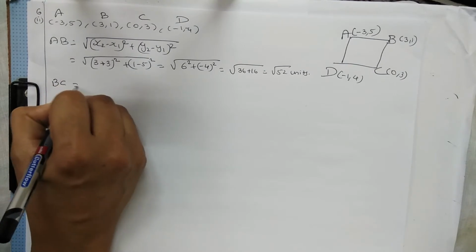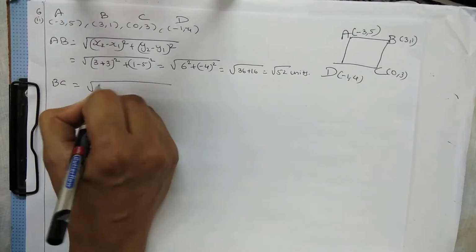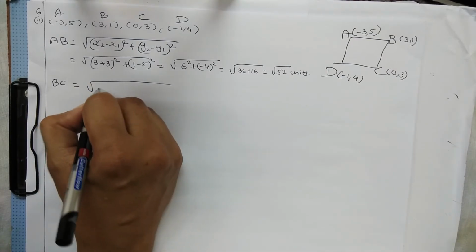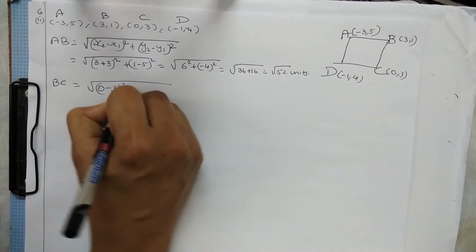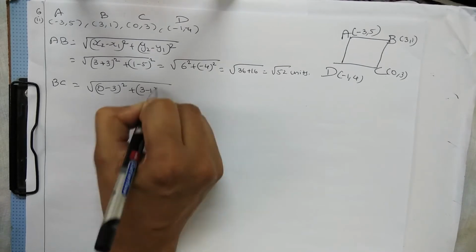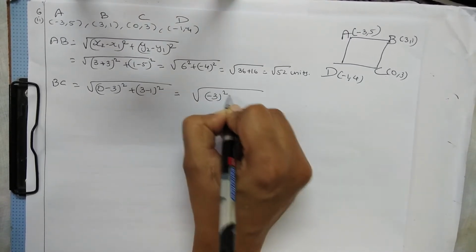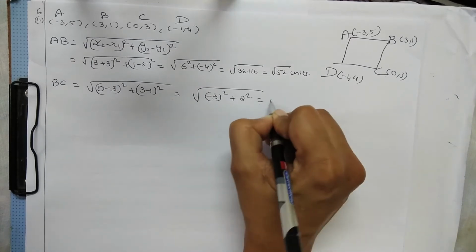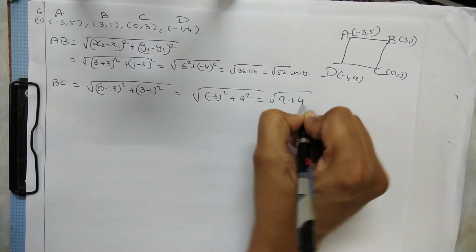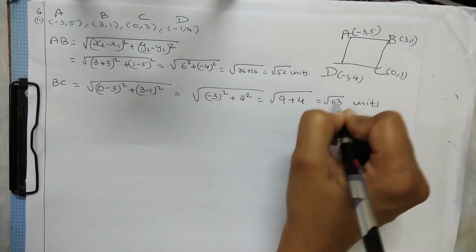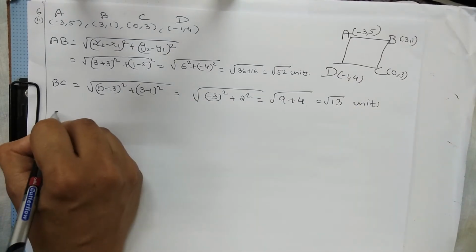Now BC. BC is equal to root of, B will be x1 y1, C will be x2 y2. So 0 minus 3 the whole square plus 3 minus 1 the whole square, that is equal to root of minus 3 the whole square plus 2 square, is equal to root of 9 plus 4. It is equal to root 13 units. So it is different. Now we'll go for the third one, CD.